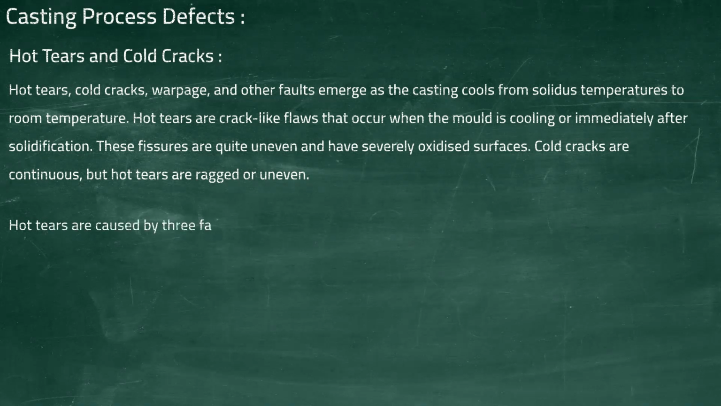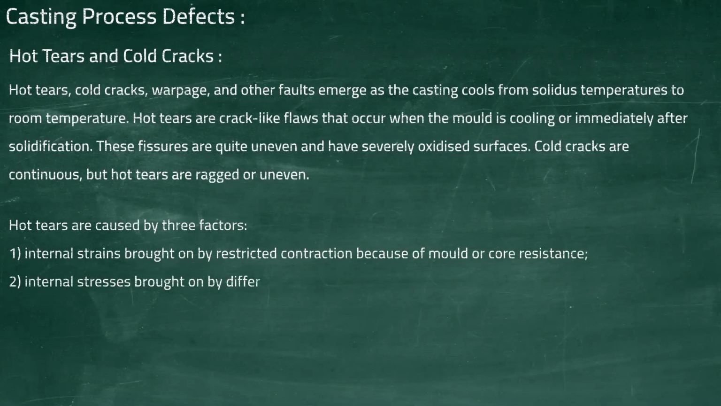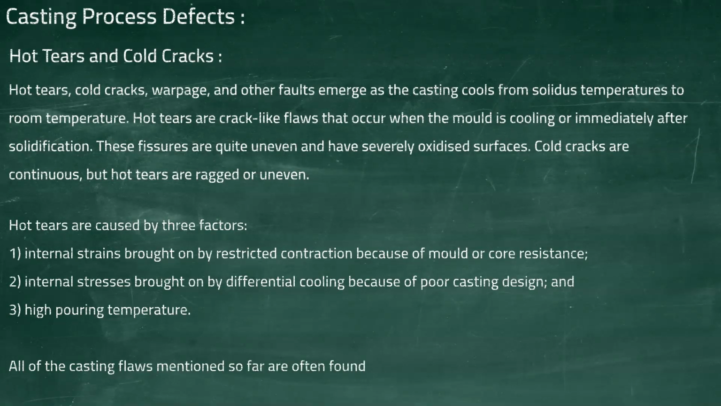Hot tears are caused by three factors: internal strains brought on by restricted contraction because of mold or core resistance, internal stresses brought on by differential cooling because of poor casting design, and high pouring temperature. All of the casting flaws mentioned so far are often found by radiographic analysis.